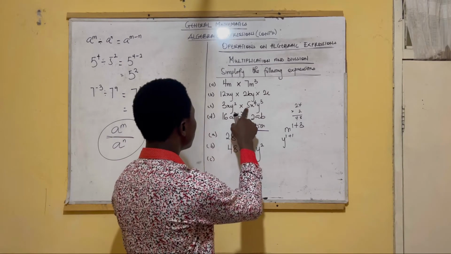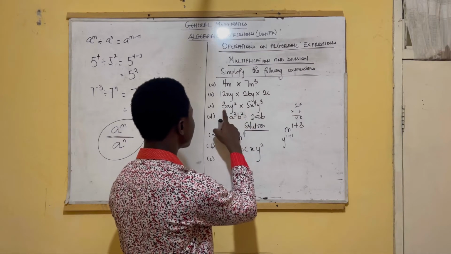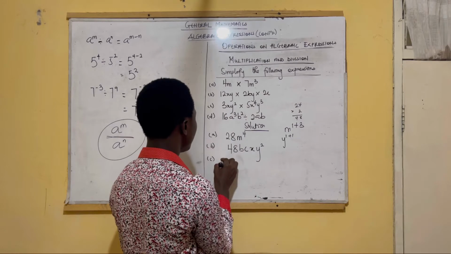Awesome. Let's come to the C part. So over here, as usual, you do justice to the numbers. So 5 times 3 is what? 15.